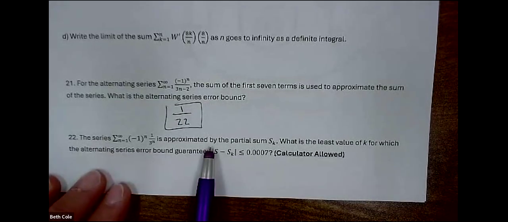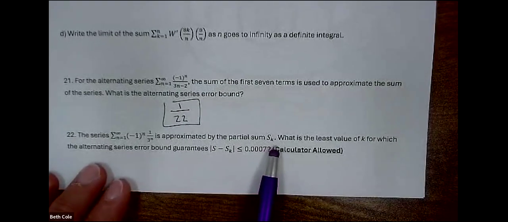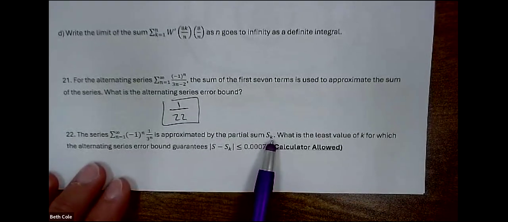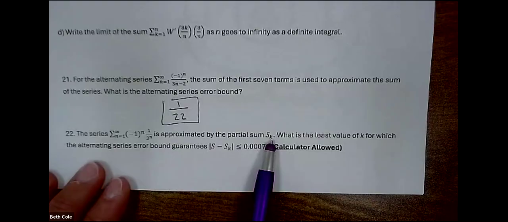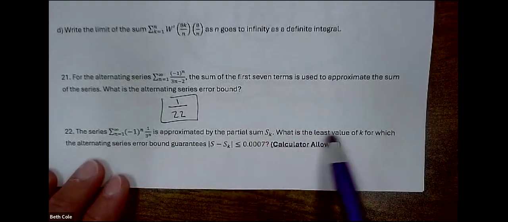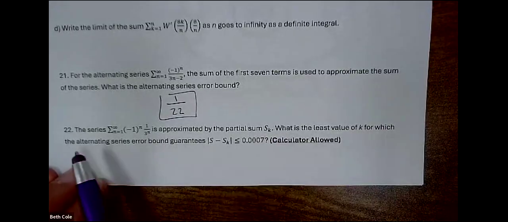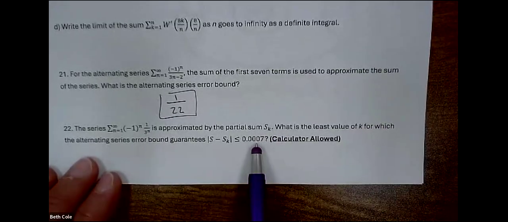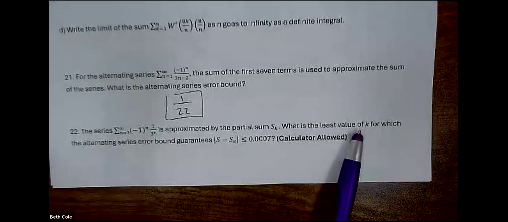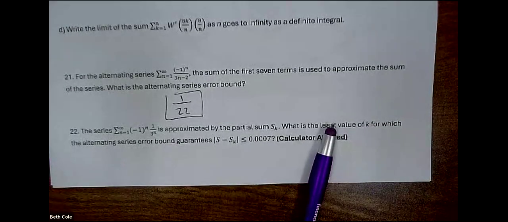All right, this series is approximated by a partial sum S sub k. We don't know what k is, though, so I don't know how many terms got added up. I think that's what they're going to be asking. What is the least value of k? All right, so how many terms do we have to add together for the alternating series bound to be smaller than 0.0007? So let me share my screen. We'll go to the calculator.